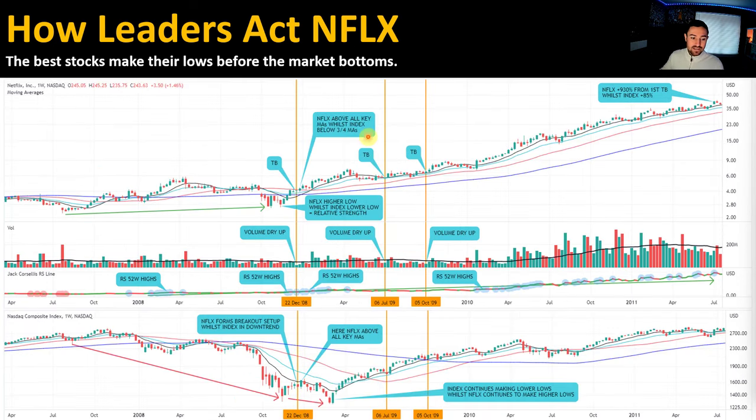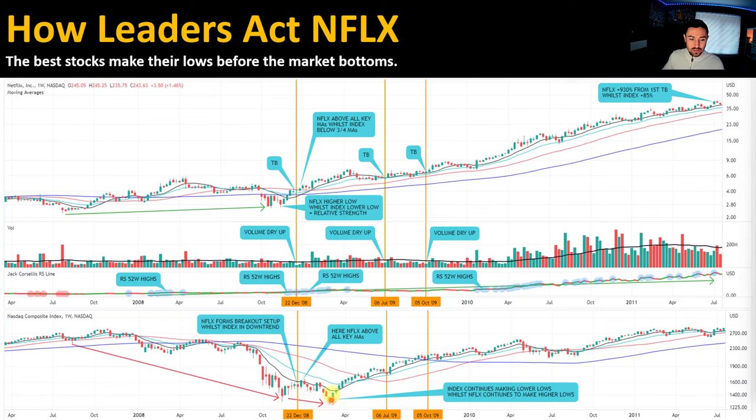Another one, this is Netflix. So sure you're all aware of this. So Netflix went on an absolute tear following the great financial crash. So Netflix actually puts in its bottom over here, July, August, so the summer of 2007. Look at what the NASDAQ composite did over that time period. So the NASDAQ composite matches here, and then it puts in these lower lows into the low of October 2008, and then a further low, okay, into 2009.